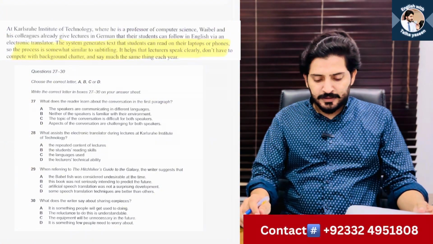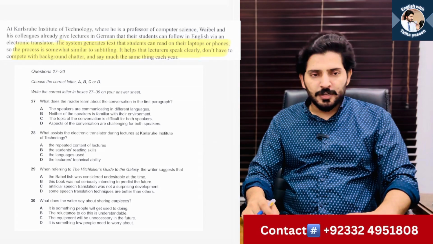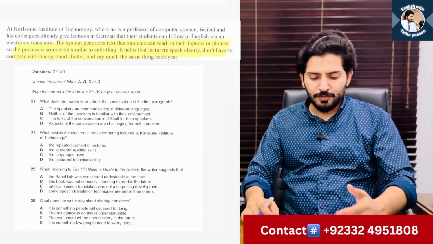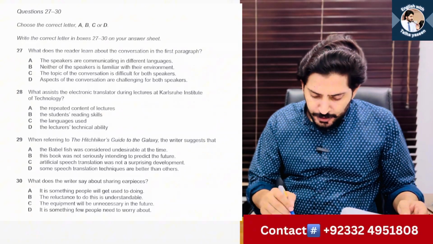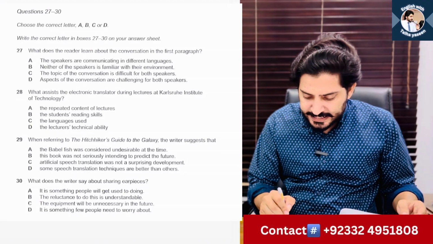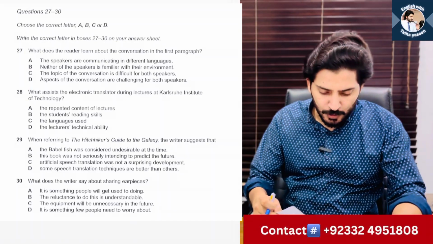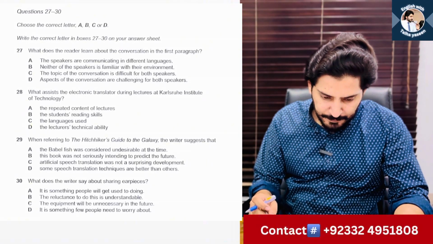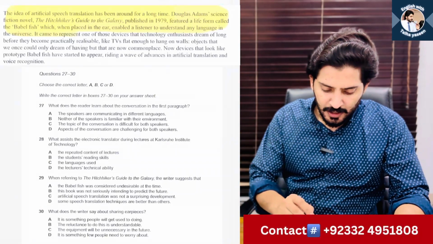Question number 29. We don't need to read the passage that we have already read because these are ordered questions. The remaining questions will be in the upcoming passages. When referring to Hitchhiker's Guide to the Galaxy, the writer suggests that... Let's find the words Hitchhiker's Galaxy. It's given in passage 3.